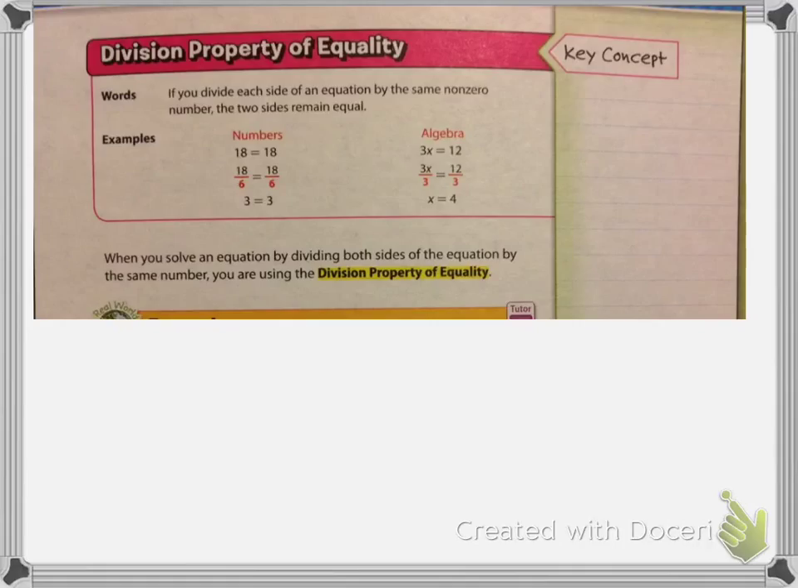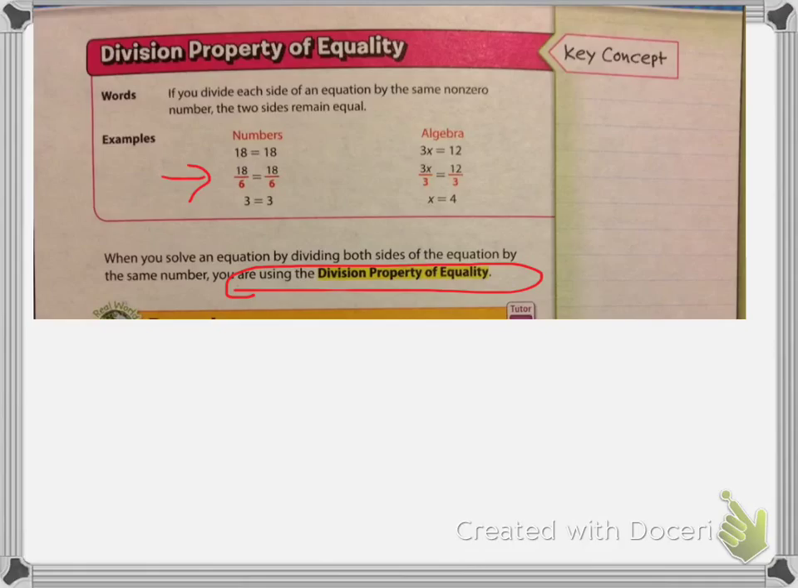All right, now we're at the top of textbook page 553, and this was that division property of equality that I was talking about. And as I mentioned, it says if you divide each side of an equation by the same non-zero number, the two sides remain equal. So 18 equals 18. If we divide them both by 6, as shown here, we get 3 on each side still. 3x equals 12. If we divide them both by 3, then our sides remain equal, and we can actually solve for x. So it says when you solve an equation by dividing both sides of an equation by the same number, you are using the division property of equality. So you just want to remember that so that you can do well in your vocabulary test and use the correct vocabulary.